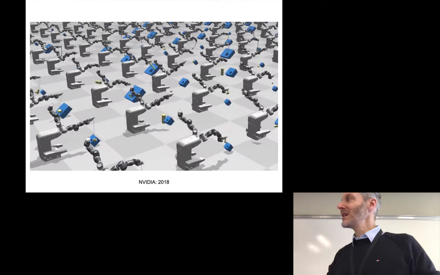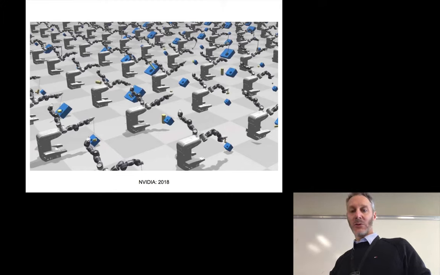In the case of the NVIDIA project, they added noise to the blocks and the pegs and so on. But you'll notice that the robot's body itself is constant. So there's an assumption here that changing the robot's environment or noisifying the robot's environment is a good thing, but no need to do so with the body.